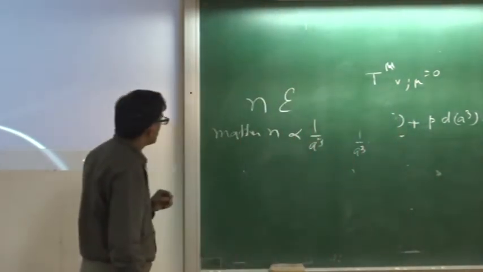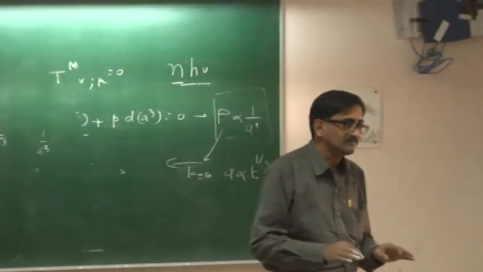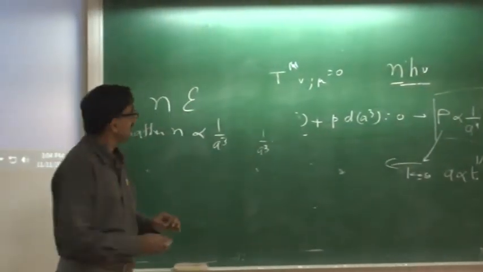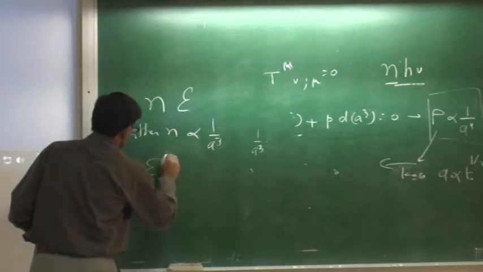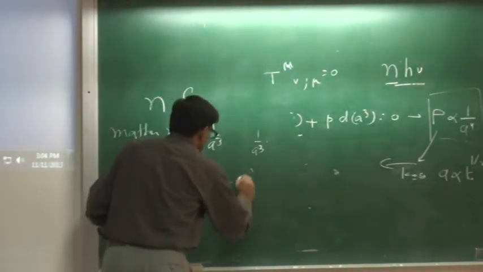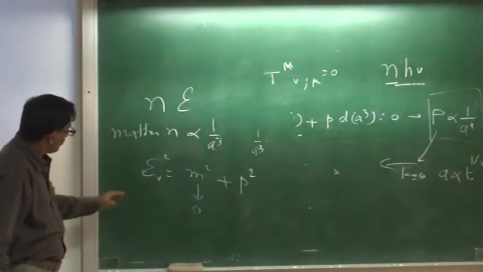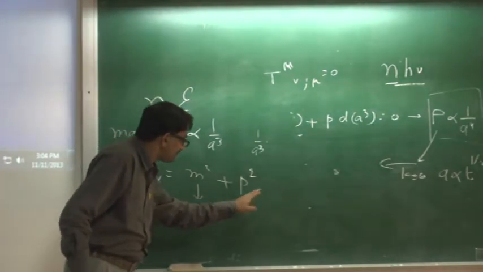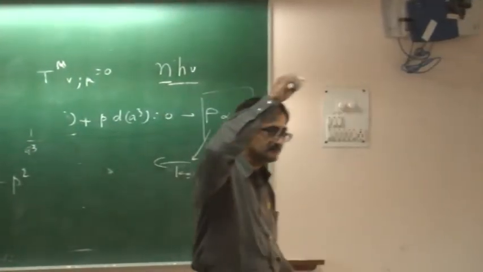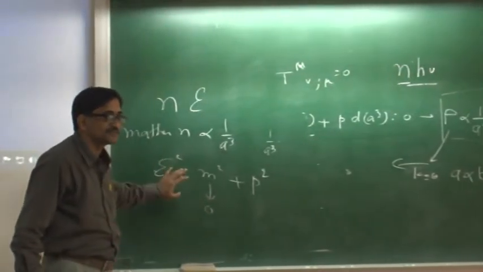In the case of photons, what happens? The number density, like any other number density, goes as 1 by a cubed. However, since photons are zero mass particles, E squared for photons equals M squared, which is 0, plus P squared, I mean c equal to 1. And so E squared will go as P squared, and P goes as 1 by a. I mean, if you write the geodesic equation in GTR, P will go as 1 by a. So this will go as 1 by a squared, so E will go as 1 by a, since E squared goes as 1 by a squared.